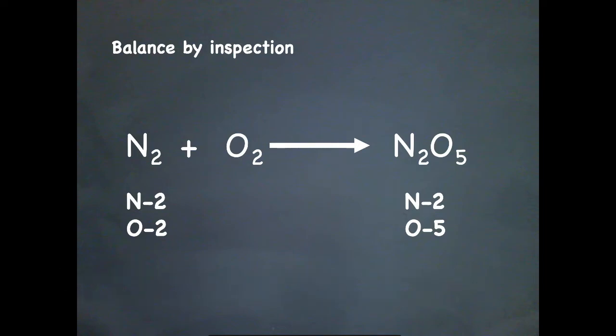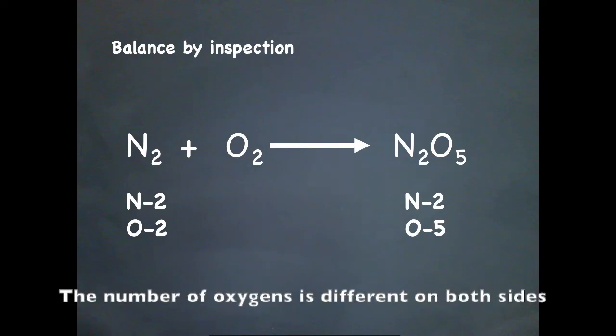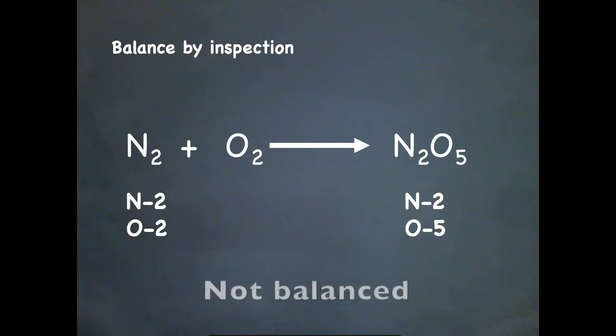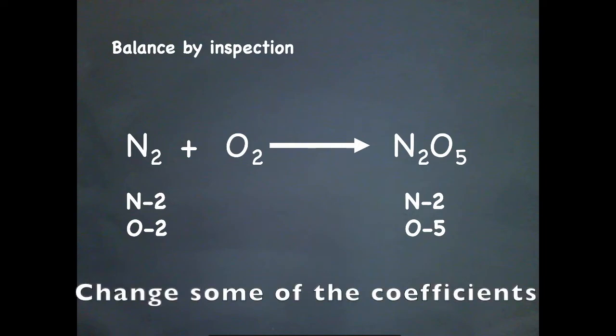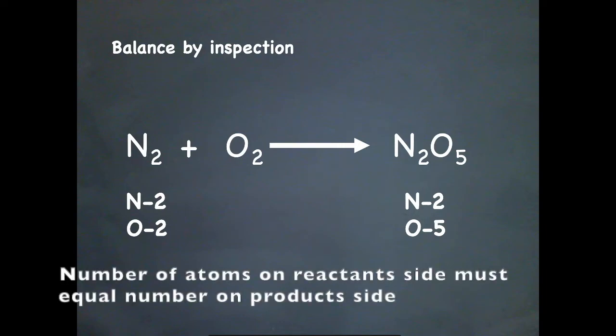Now, as I look at this, I notice that the number of nitrogens is the same on both sides, but the number of oxygens is different. There are 2 on my reactant side and 5 on my product side, so this equation is not balanced. Now, in order to balance this, I am going to have to change some of the coefficients. But I have to do this in such a way that I get the number of atoms on the reactant side to match the number on the product side.